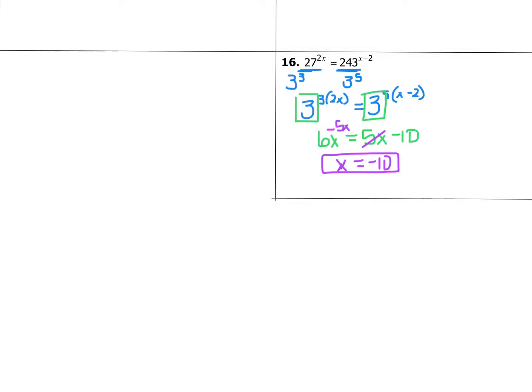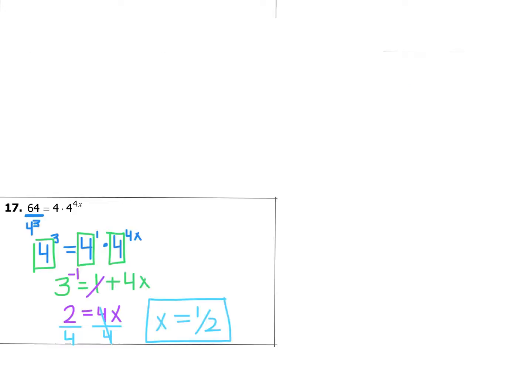So that puts me with an equation of 6x and 5x minus 10, and then when I solve it, I end up with x equals negative 10. All right, for number 17, I got x equals 1/2. If you got that, go ahead and move on.